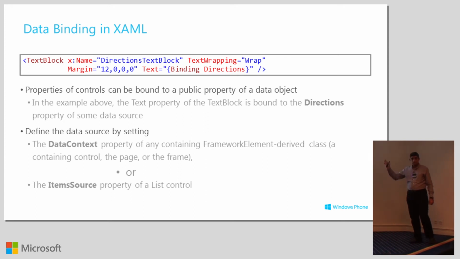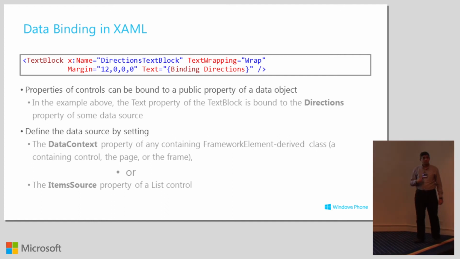What I can then do is bind the object to a root element like the grid or the page by using the data context property. If it's a list box, it's a collection, then I will use the items source property. So now I have an object that I can either populate at runtime or at design time, and then each element is going to be bound to a property of that object. Clear?